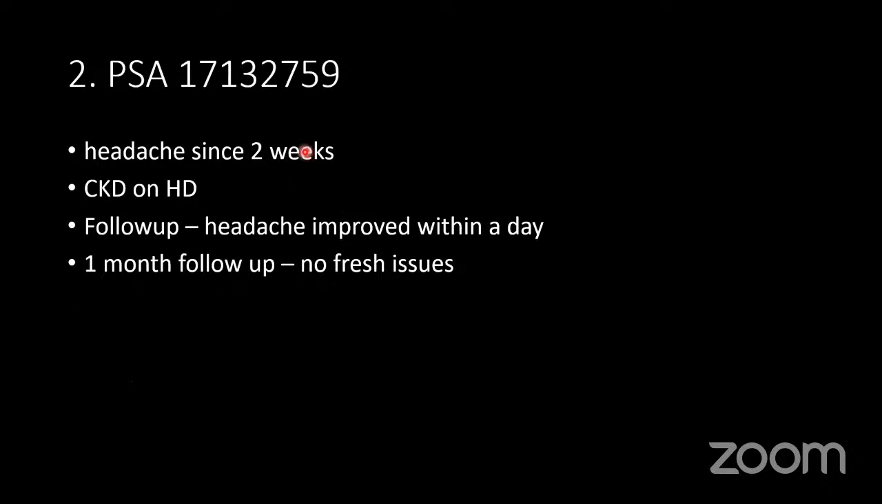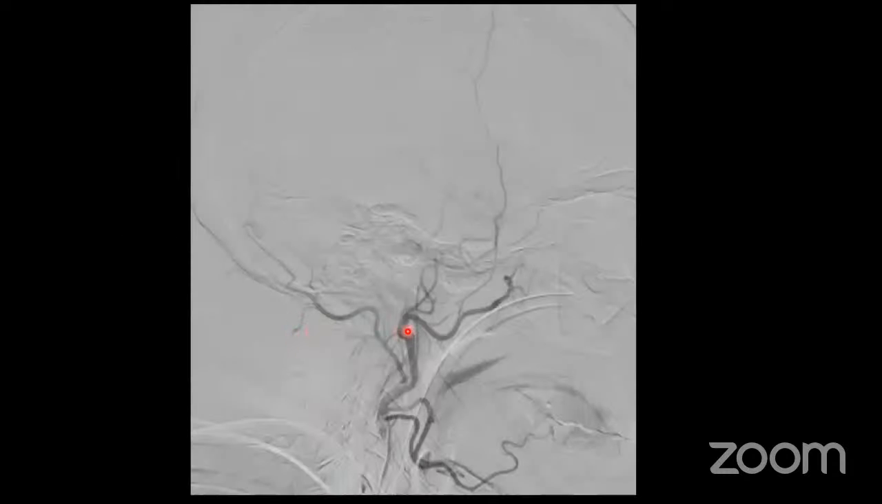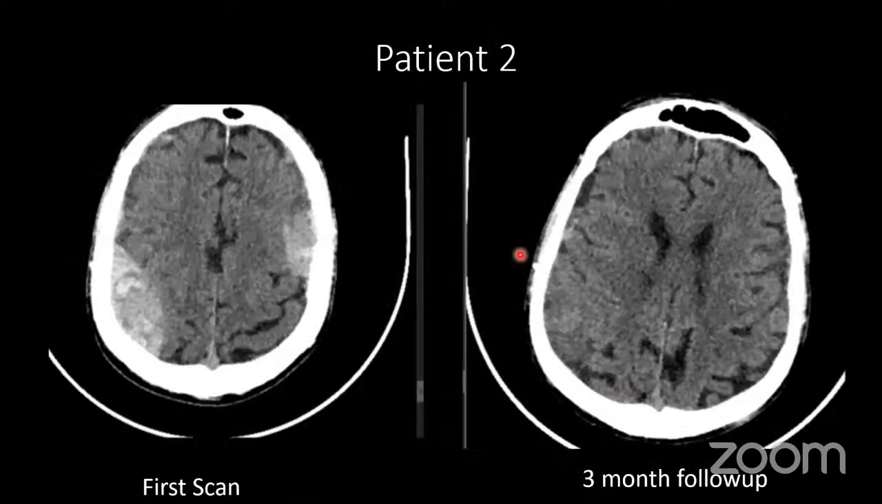There was slight reduction in the subdural collection. Second patient, CKD on hemodialysis, headache for 2 weeks, and we did MMA embolization. The follow-up was okay. This is the middle meningeal artery. The follow-up was, it was bilateral. We did bilateral MMA. 3-month follow-up scan. There is complete reduction of the hematoma size.